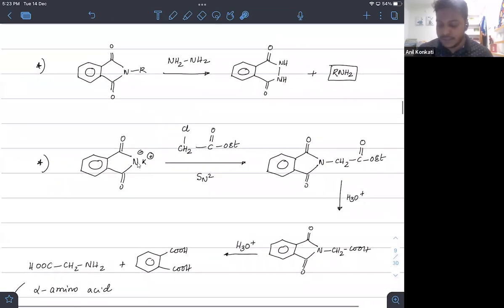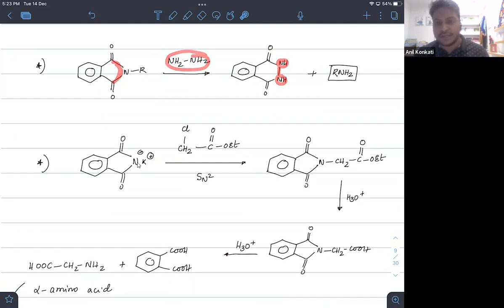Now look at this. In case you have R, that is N-alkyl phthalimide here, and you react with hydrazine, this is hydrazine, right? So in case of hydrazine, just like hydrolysis, अभी hydrazine इसके साथ react कर जाएगा, and you'll get this as NH and NH as the bond here, and RNH2 will come out of it.